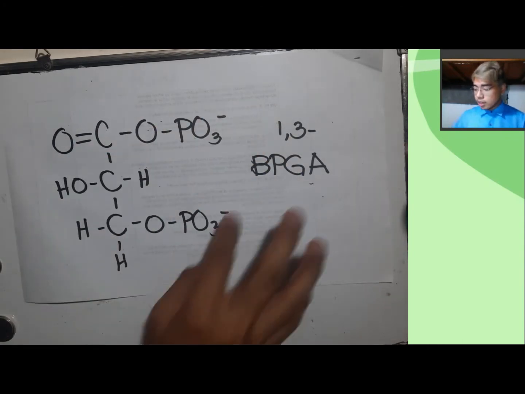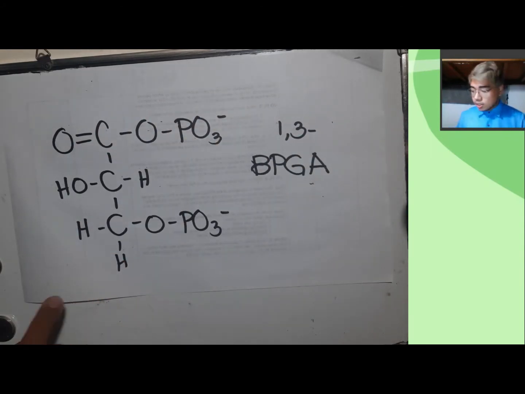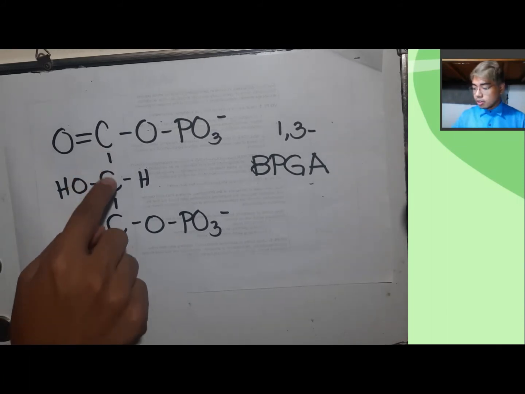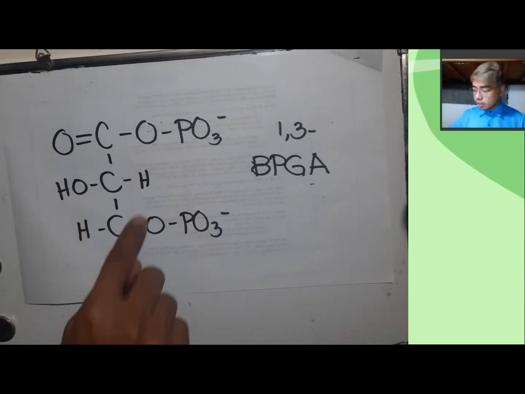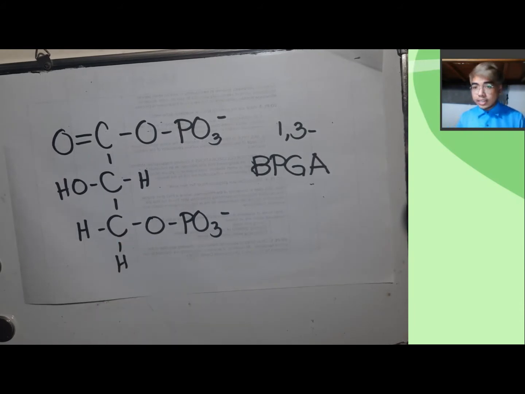This would be their chemical structure. Once again, carbon number 1, 2, 3, because it possesses the glycerol backbone, with phosphates on carbon number 1 and carbon number 3. So it is named 1,3-bisphosphoglycerate. Okay, so that is the first step of the process known as the reduction.